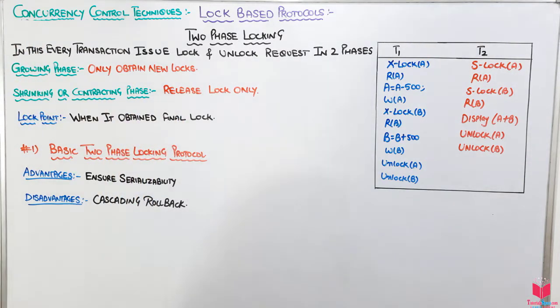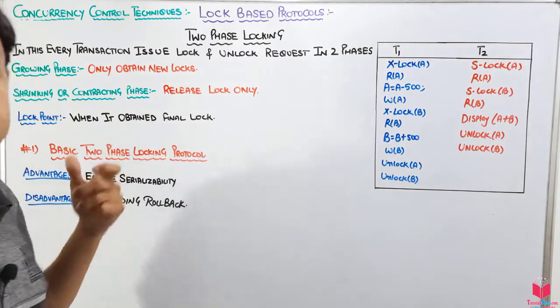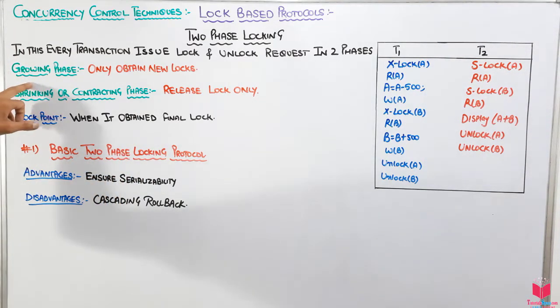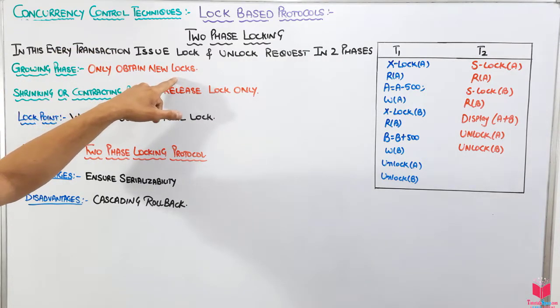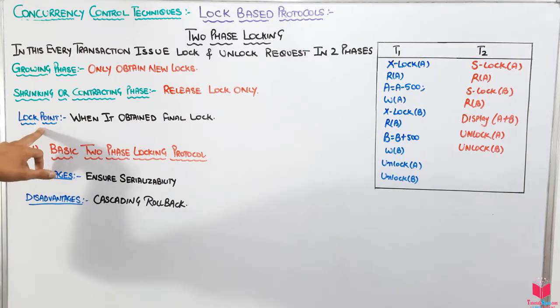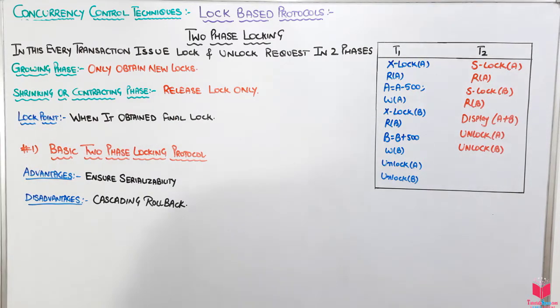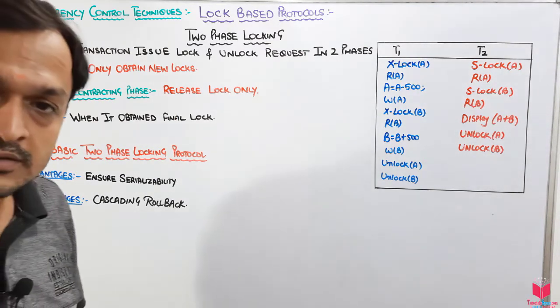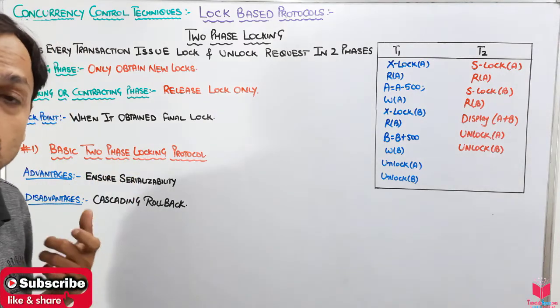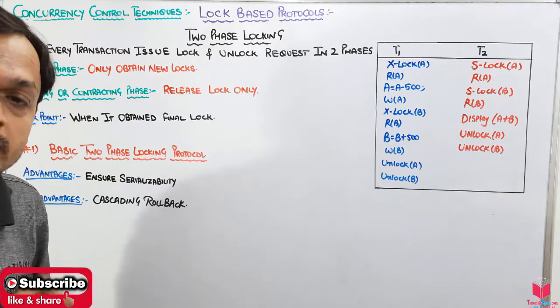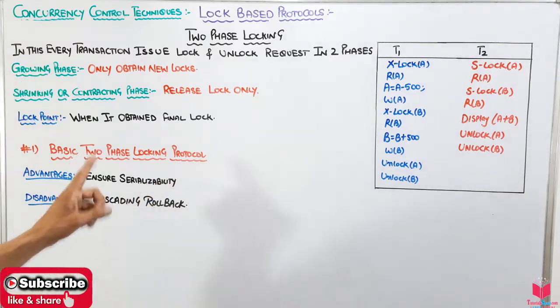Okay guys, there is also a point called the lock point. When it obtains the final lock in the growing phase, the last lock in the transaction, we say it is the lock point of that transaction. Now two-phase locking has some subtypes, which are basic two-phase locking, strict two-phase locking, and rigorous two-phase locking. Today we will discuss basic two-phase locking.